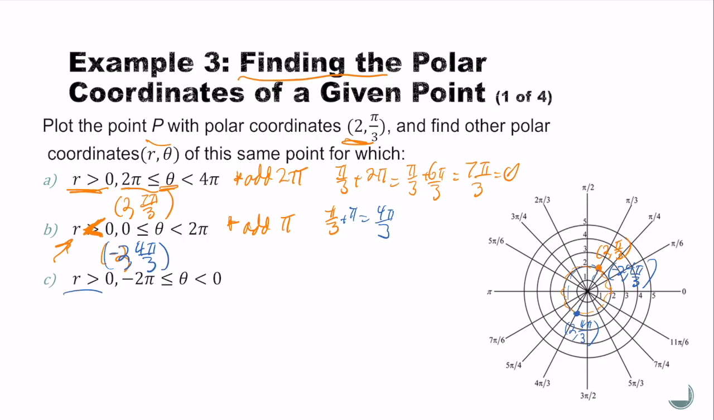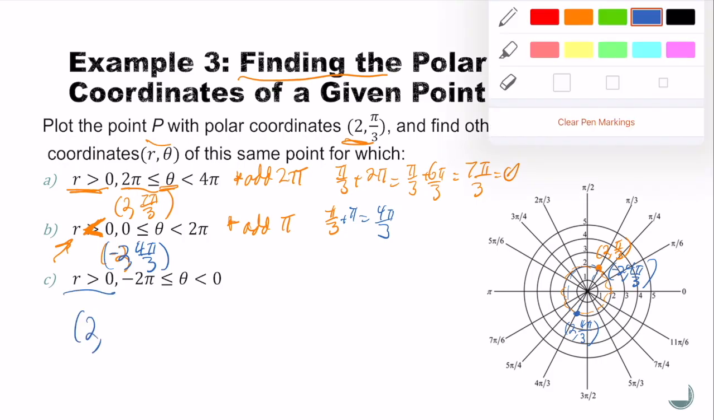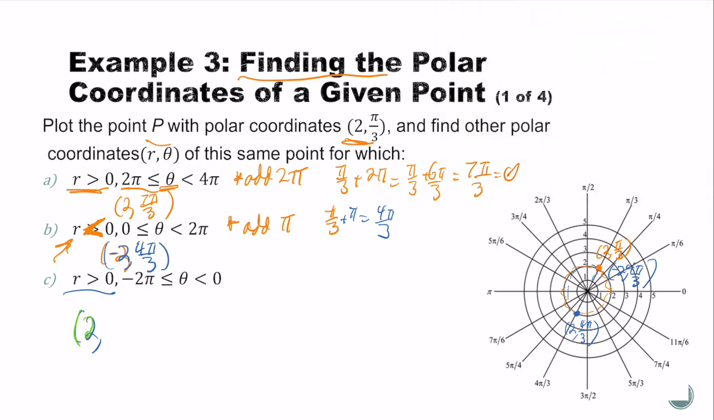Last, I want my radius to be positive. Cool. And I want to switch colors because why not? And I want my theta to be between negative 2 pi and 0. So what we're going to do is subtract 2 pi. So I'm going to go around the unit circle in the clockwise direction one time. That's going to get me pi over 3 minus 2 pi, which is pi over 3 minus 6 pi over 3. So I'd get negative 5 pi over 3.